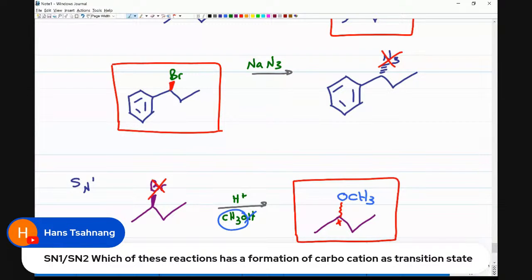Question. SN1, SN2, which of these reactions has a formation of a carbocation as the transition state? So this is what we talked about before. I don't know if you joined us late, but if you did, make sure to watch the recording, which is automatically going to go to YouTube.